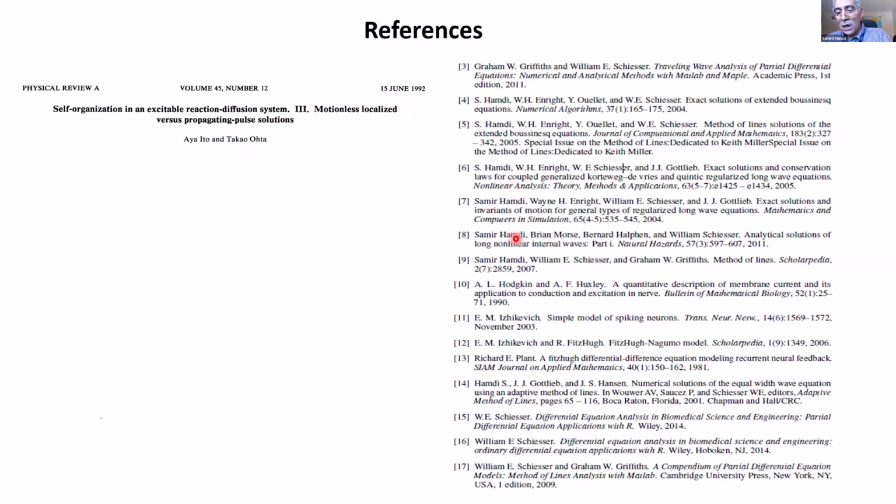So for those interested in our work on solitary wave solutions, I listed the publication here. The code that we use was developed by Professor William Schiesser, my co-author, and the code is available from 2 or 3 of his books. So there is extensive information about the method of lines. We also have 2 entries in Wikipedia as well as Scholarpedia about the method of lines.